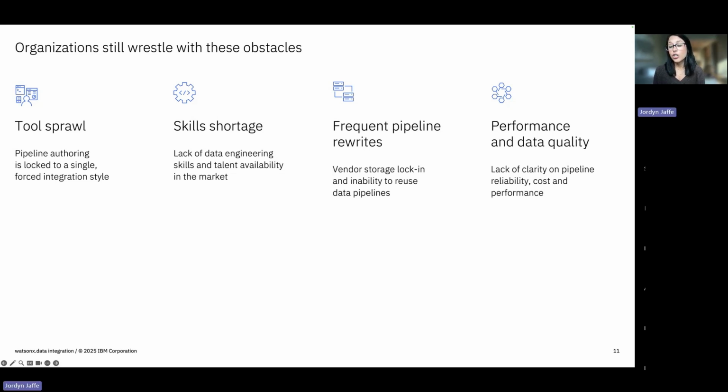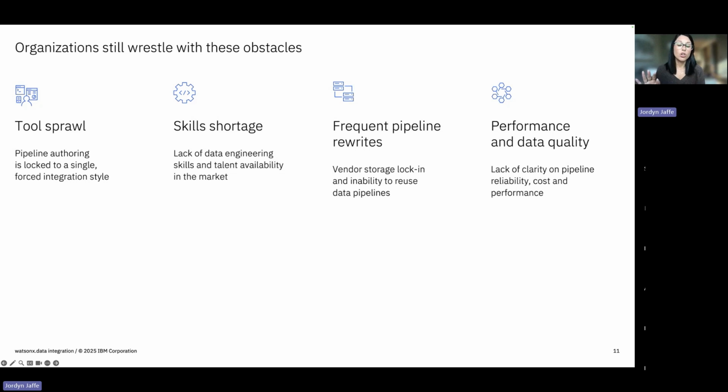With these technology changes, organizations have to rethink how they're going to rewrite their pipelines to adapt to each technology change. And then last is performance and data quality, where a lot of teams set up these pipelines but have little insight into the performance, data quality, or data health of these pipelines.